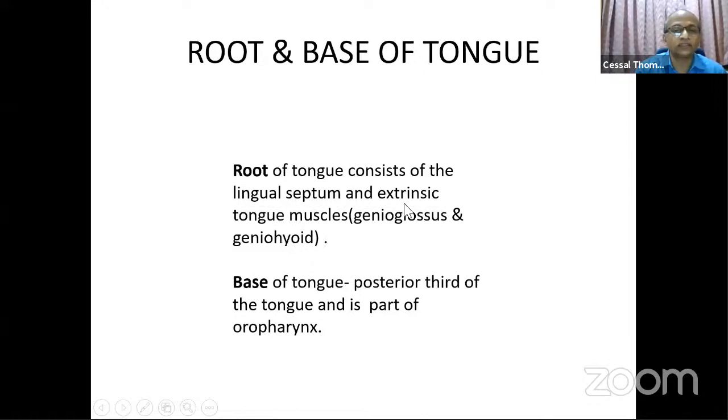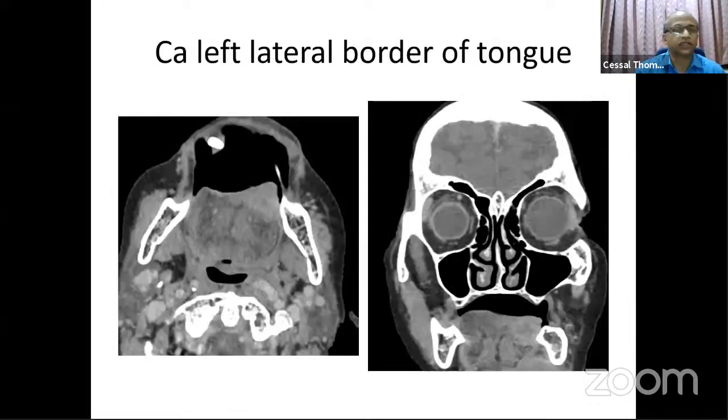So geniohyoid, genioglossus, and lingual septum form the root of the tongue, whereas the base of the tongue, as you know, is the posterior 1/3 of the tongue, posterior to the sulcus terminalis. That is part of oropharynx. So here we can see an enhancing lesion along the left lateral border of tongue, this one, and in the coronal, this one.